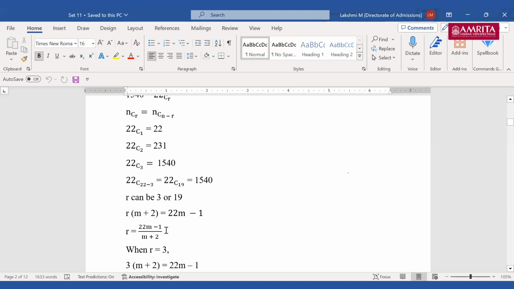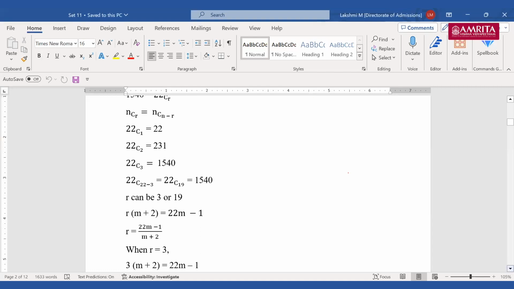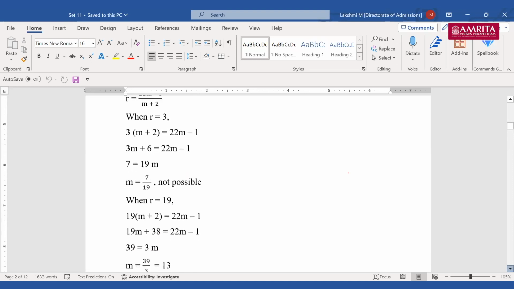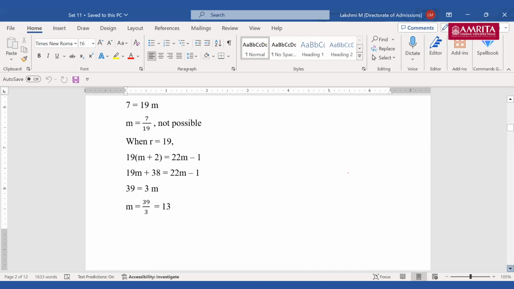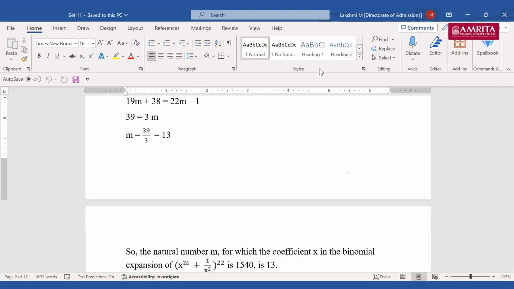That's the possibility. When I substituted for 3, I got it in the form of 7 by 19, which is actually not acceptable according to the question. When I substituted for r equal to 19, I got the value of m is equal to 13. So the natural number m, for which the coefficient of x in the binomial expansion is 1540, is 13.